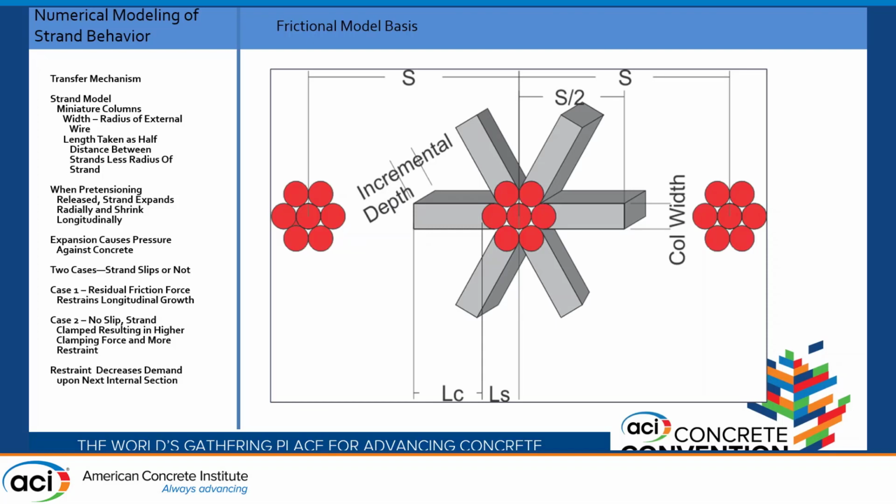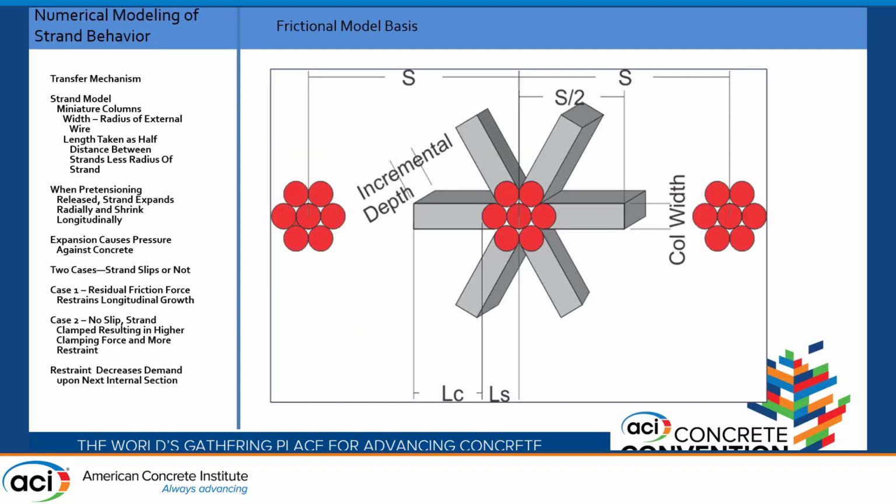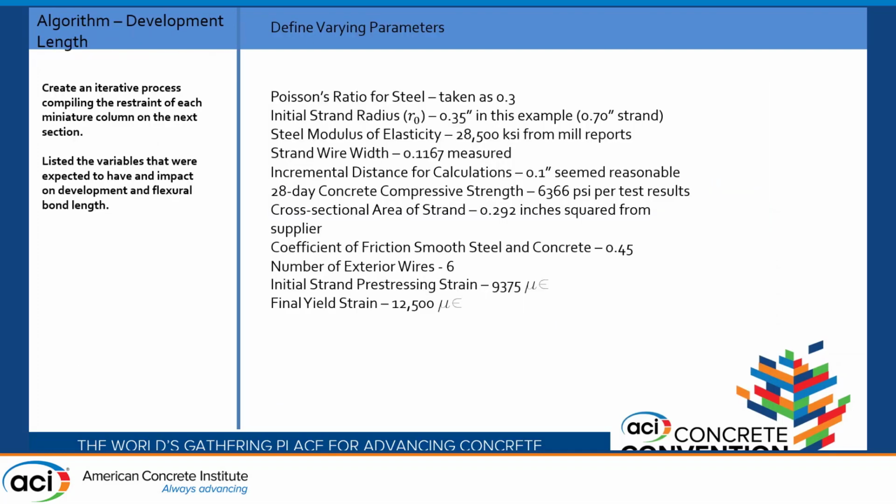And then you could ask yourself the question, now that strand in section will rotate, right? Because the strand is wound around the center. And so when I go back to this finite element, I don't see very much validation. So I made a simplifying assumption. That distance was what was reacting with the strand itself. Okay, so the residual friction force restrains the longitudinal growth. So the difference between one infinitesimal section and the next is the difference that friction has upon the longitudinal expansion, and so you can create an algorithm or a process, a numerical analysis if you will, to determine what this looks like.